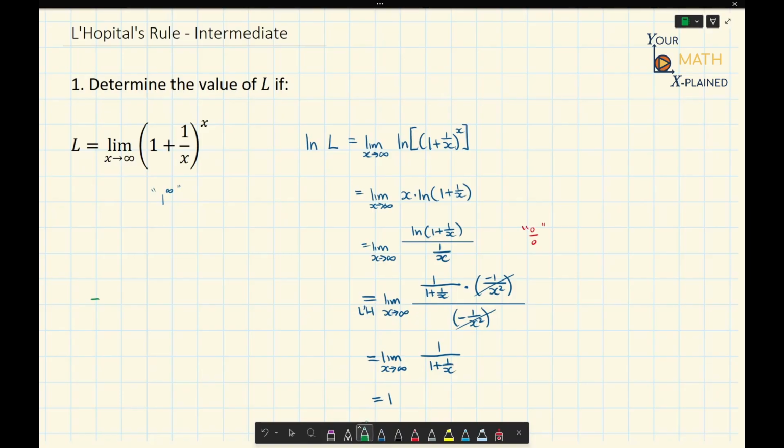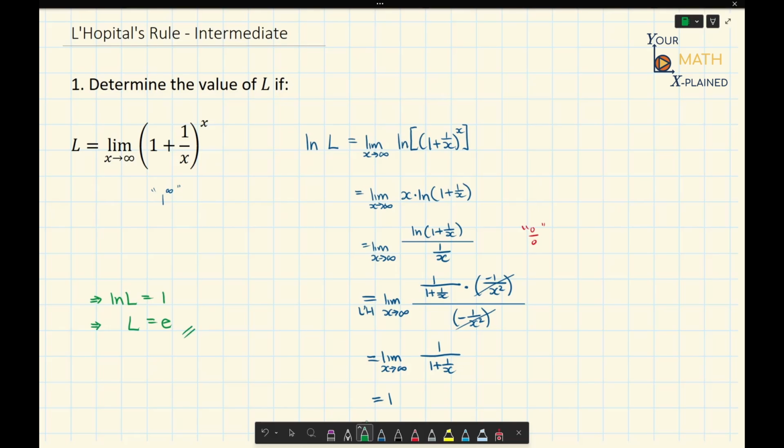So that means we need to do a final step. So we have ln of L is equal to 1. And to get rid of a natural log, we just need to go e to the power of each side. So this ends up being L is equal to e to the power of 1, which is just e. So therefore, the limit here is equal to e.